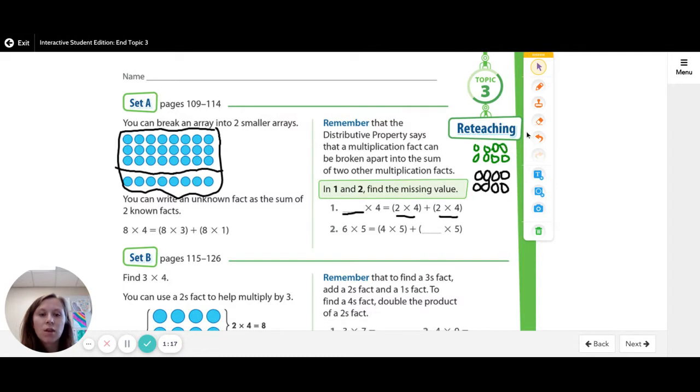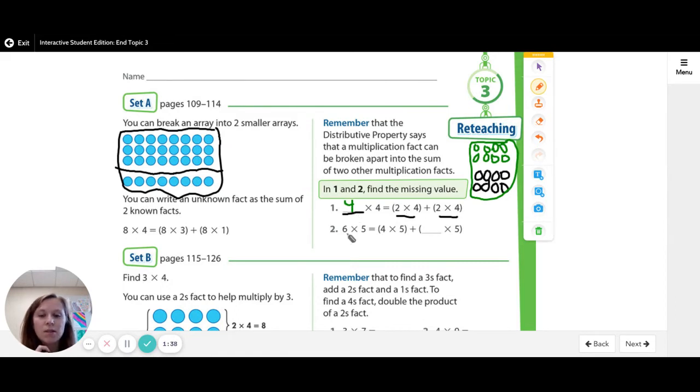So we want to think about if we have this large array, if we put these together, what will that multiplication problem look like? I want you to pause the video and try to answer number 1, and then when you're ready to check, play the video again. So for number 1, we'd have 4 times 4 equals 2 times 4 plus 2 times 4.